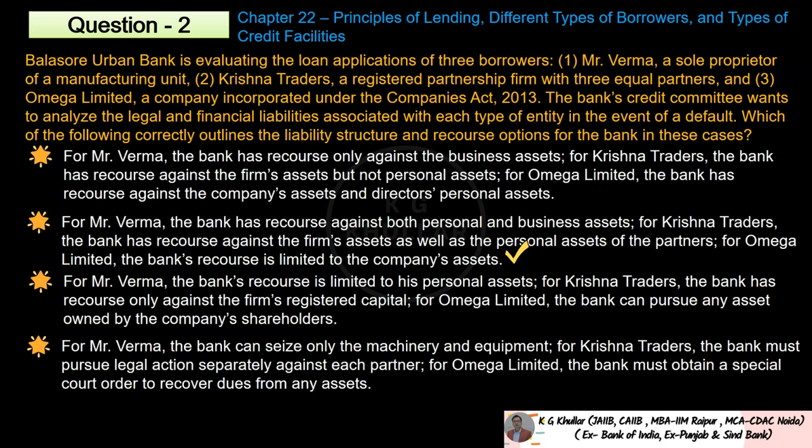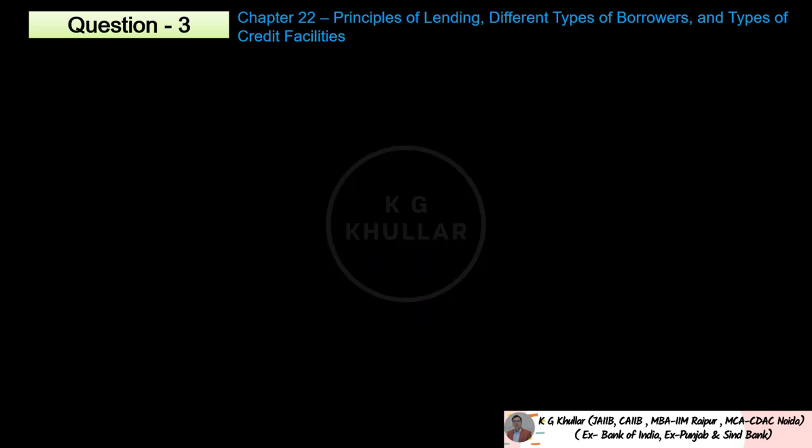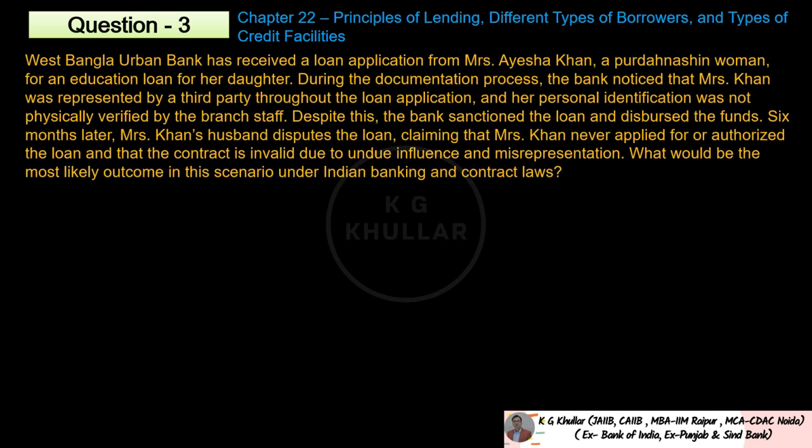The next question is again from chapter 22, that is Principles of Lending, different types of borrowers and types of credit facilities. And the question goes like this. West Bangla Urban Bank has received a loan application from Mrs. Aisha Khan, a Pardanashin woman, for an education loan for her daughter. During the documentation process, the bank noticed that Mrs. Khan was represented by a third party throughout the loan application, and her personal identification was not physically verified by the branch staff. Despite this, the bank sanctioned the loan and disbursed the funds.